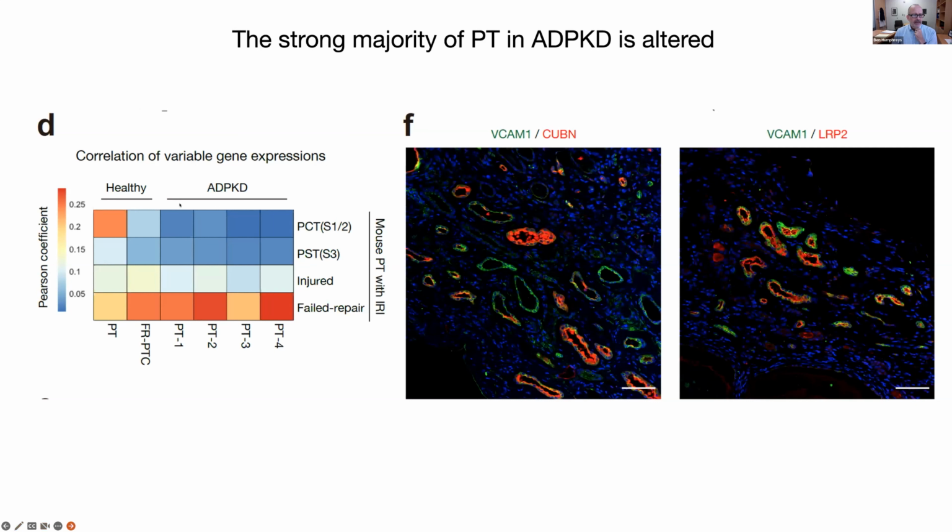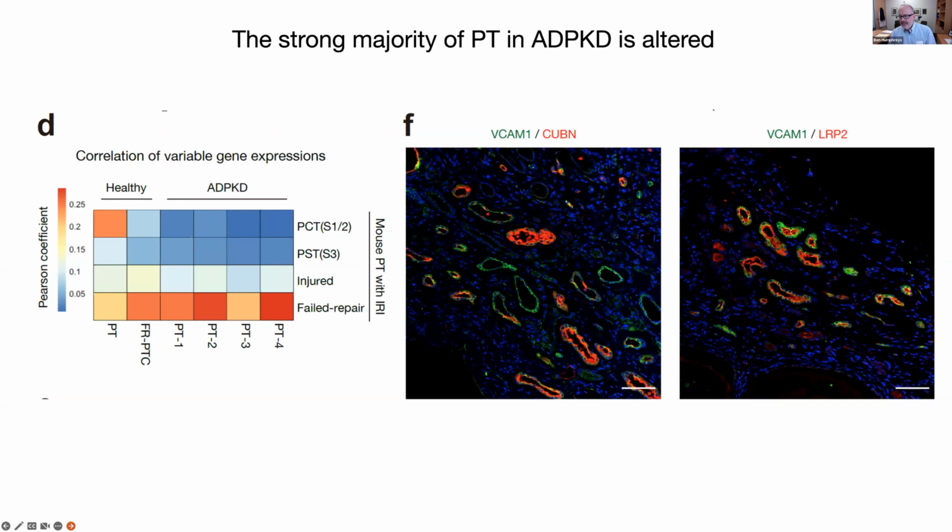And so here we're looking at the different proximal tubule subsets from ADPKD 1, 2, 3, and 4. They are most similar by Pearson to this failed repair subcluster in healthy. And they're really not very similar to healthy S1, S2, or S3. And we can see that when we look at the interstitial space between big cysts, where you can see non-dilated tubules that express cubulin, so they're proximal, but they also co-express VCAM1, which is a failed repair marker. And here's a tubule that's all VCAM1 positive with just a few cubulin, so it's probably quite dedifferentiated.